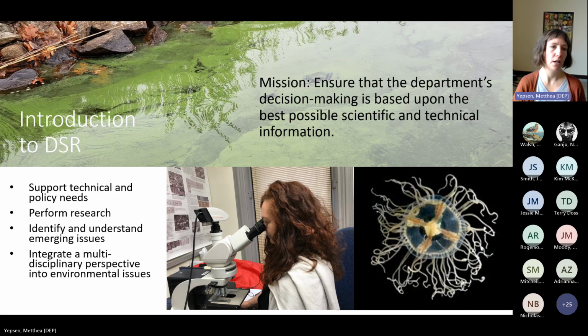So the Division of Science and Research within the New Jersey DEP, our mission is to ensure that the department's decision-making is based upon the best possible scientific and technical information. So we support technical and policy needs for the different program areas within the department. We perform research, we identify and understand emerging issues, and we attempt to integrate a multidisciplinary perspective into environmental issues. We have about 20 different research scientists that work on these particular topics.